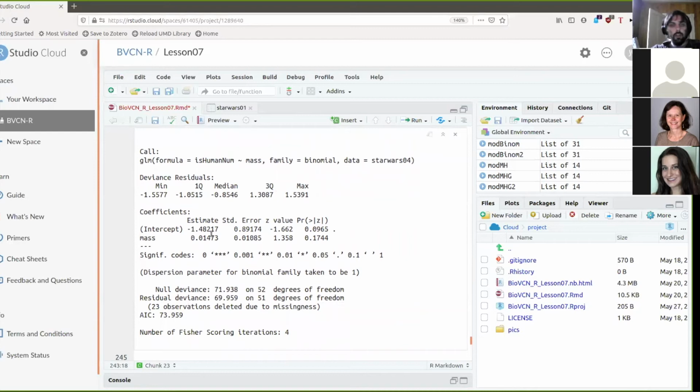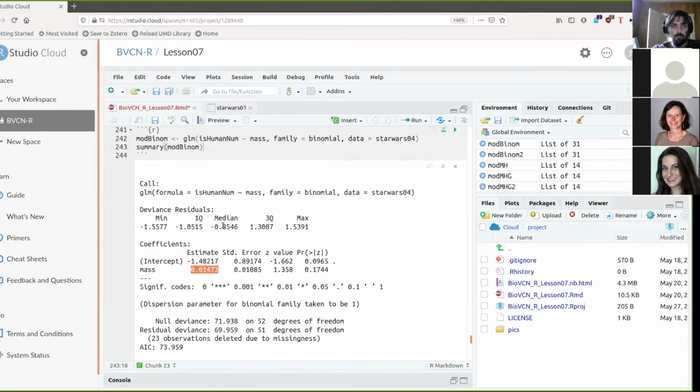And here we can say that, in general, more massive characters tend to be human than less massive characters overall. But we're forcing it to be linear. We say it's not really a statistically significant interaction.